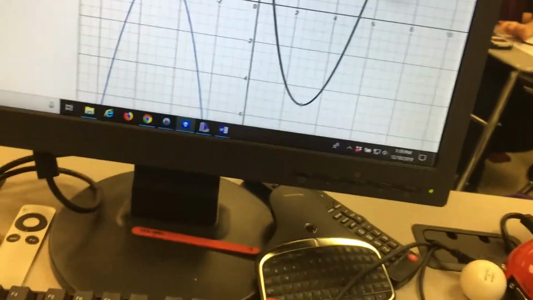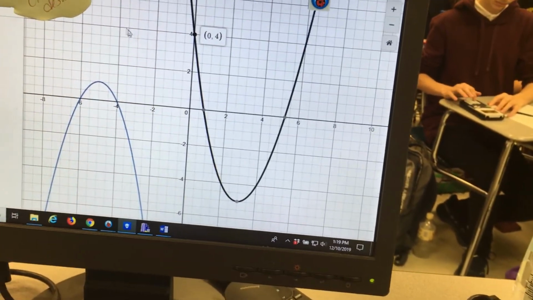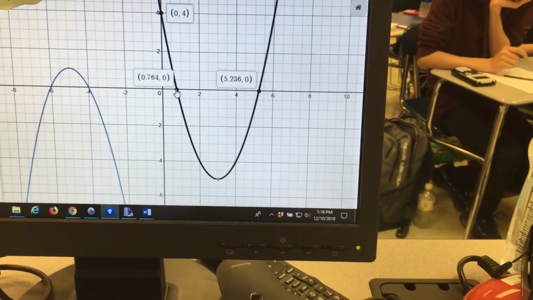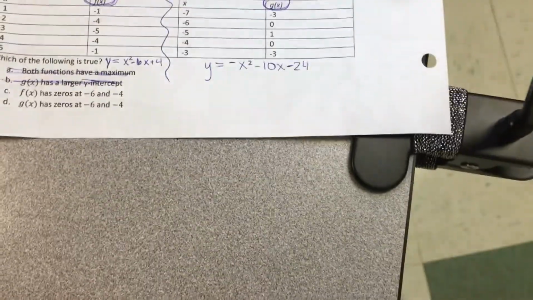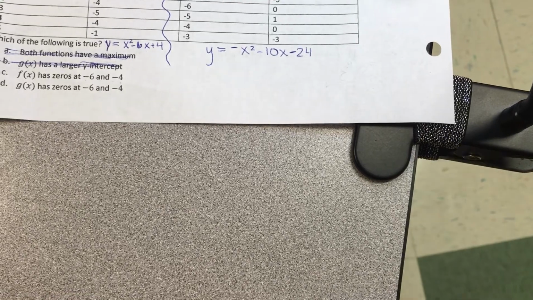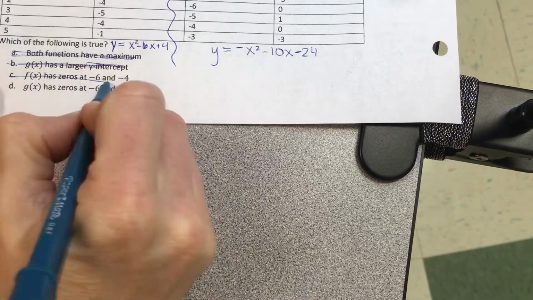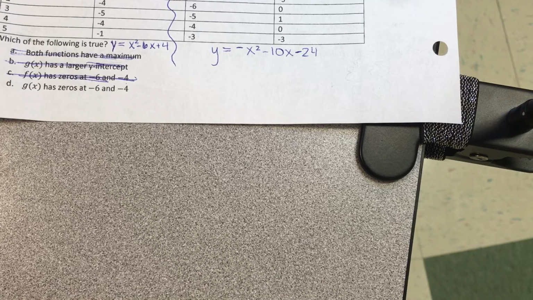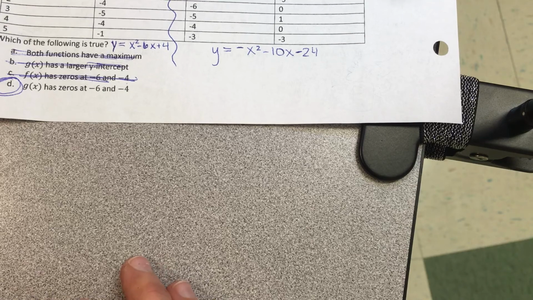Okay. Gabby, C says f of x has zeros at negative 6 and negative 4. f of x is the black one. Gabby, does it have zeros at negative 6 and negative 4? What's another word for zeros? Do you remember? X-intercepts. So does this one have x-intercepts at negative 6 and negative 4? No, so it's not C, okay? And Andre, what about the blue one? Does it have zeros at negative 6 and negative 4? Yes. So the answer is D, okay?